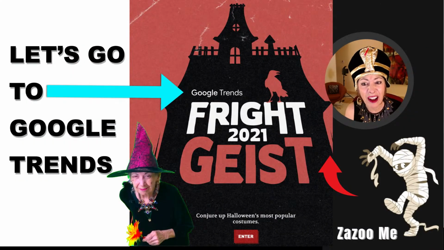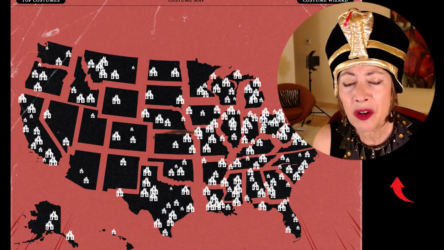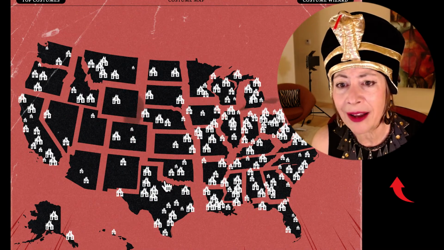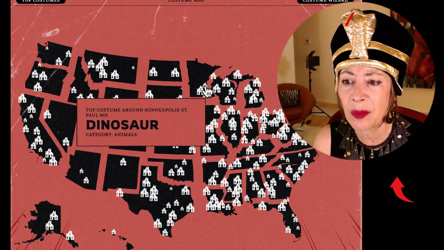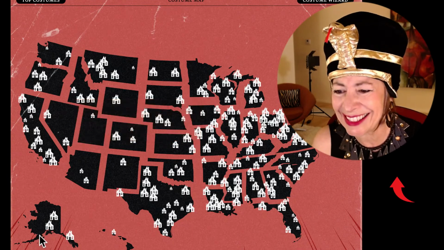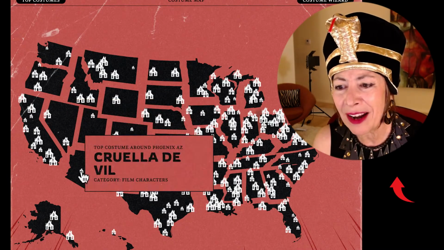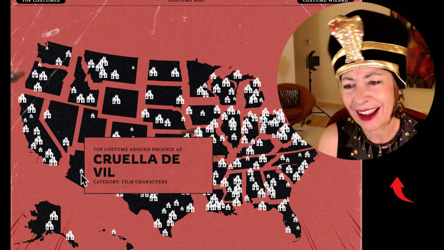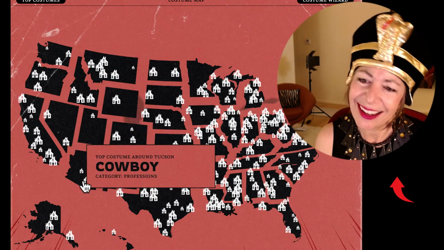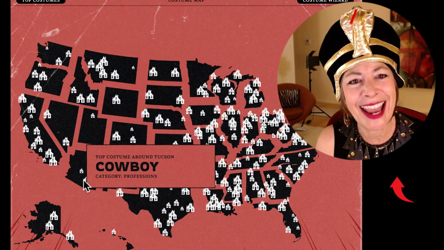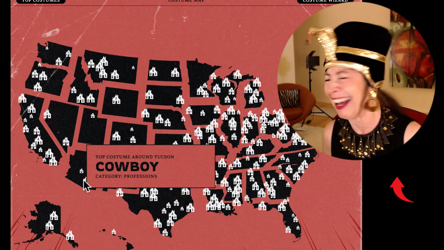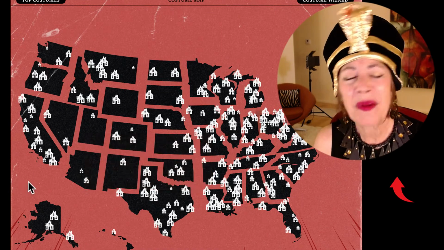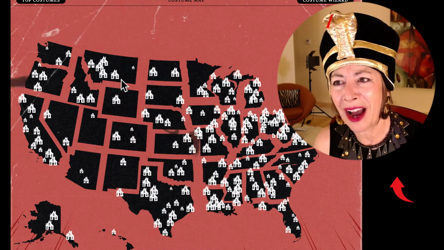So isn't this fun? Look at how much fun this is. You could go back to this and click on any of these and see what is the top in Minneapolis, Minnesota: dinosaurs. What's happening here in Arizona? Cruella de Vil. And then around Tucson, of course, it's cowboys. That's so easy. It must be like a million cowboys. That's so obvious. But I love it.